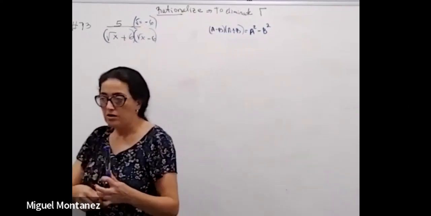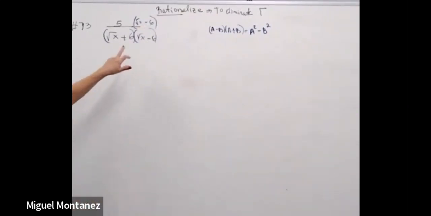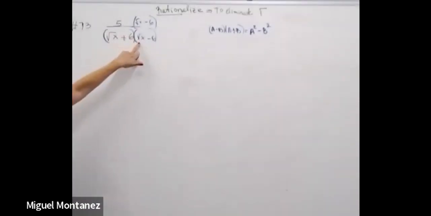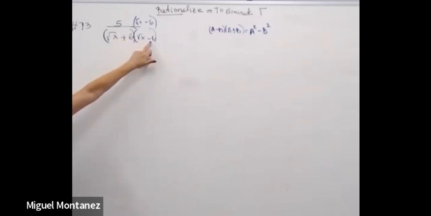And then we FOIL. Either we FOIL completely, or we use the formula. Either case, right? We use the formula that will be the square root of x squared, which is x only, and 6 times 6 is 36. So we end up with x minus 36.